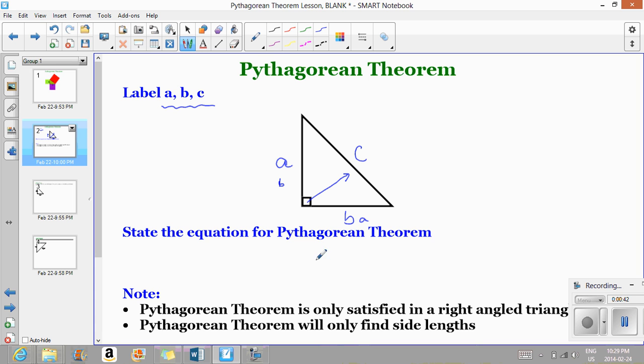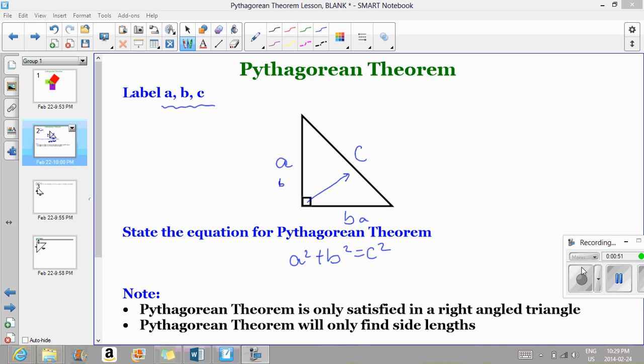If we're to state the equation of Pythagorean theorem, this is A squared plus B squared equals C squared. And just note that Pythagorean theorem is only satisfied in a right angle triangle, which we have in this case. And Pythagorean theorem will also only find side lengths. You'll notice later that we'll be finding angles with some trigonometry equations, but Pythagorean theorem is only side lengths.